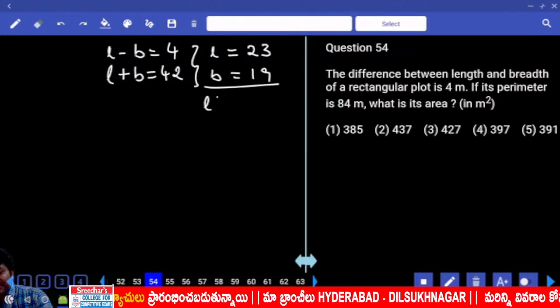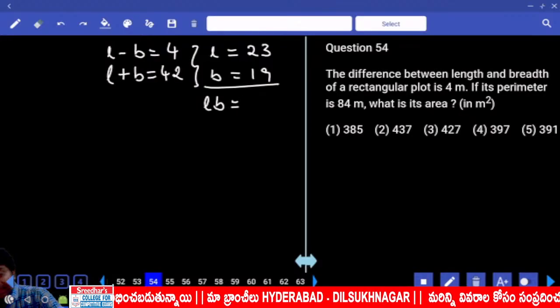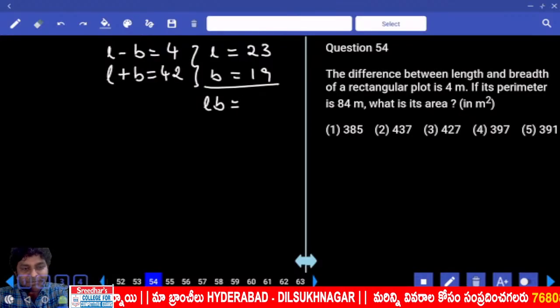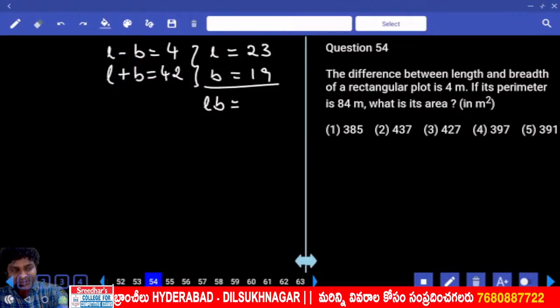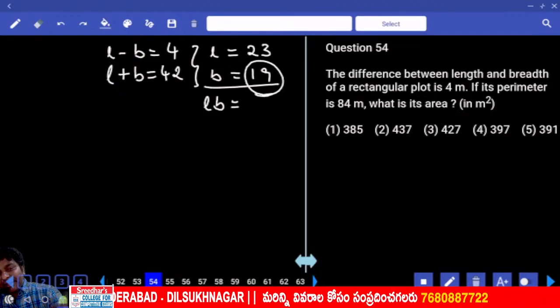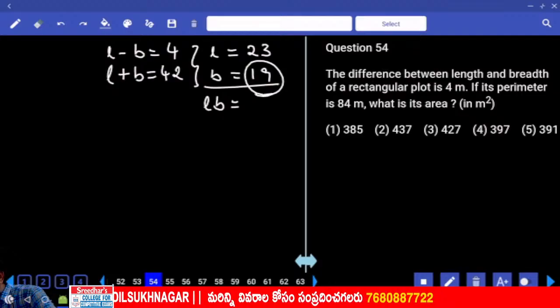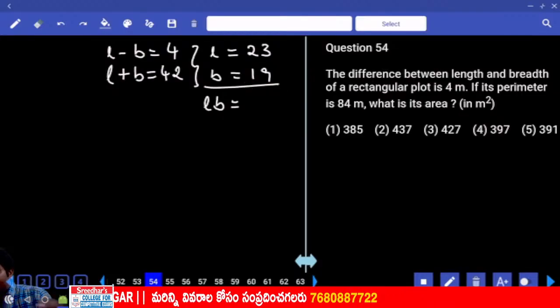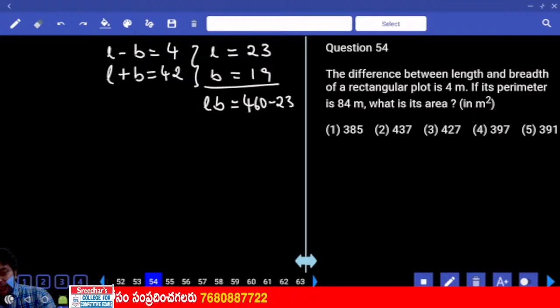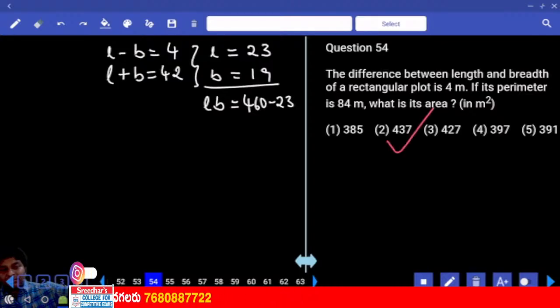And we were asked to calculate area, length into breadth. Answer ends with, how many options are there? Multiple options are there. Yes. So 19 times, in the sense 20 times minus 1 time. 20 times of 23 minus 1 time. 437. Followed.